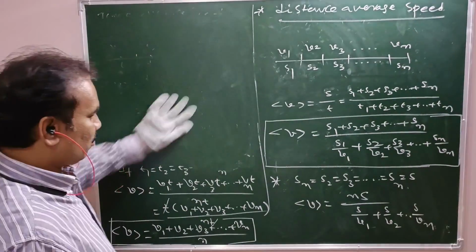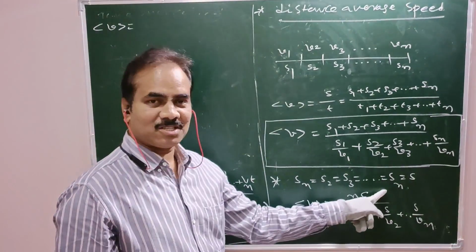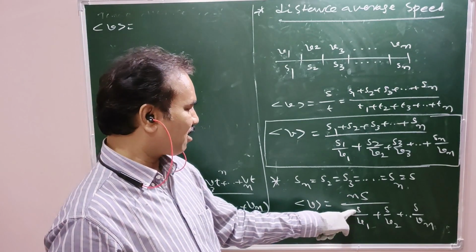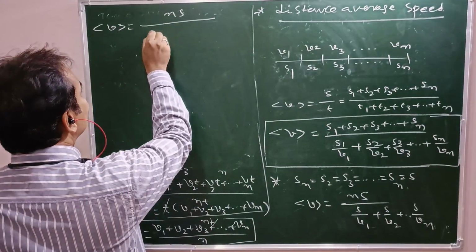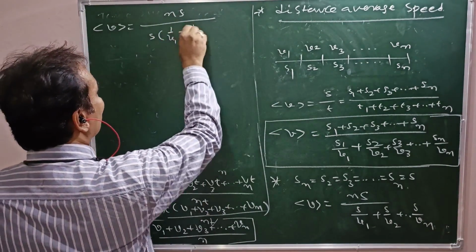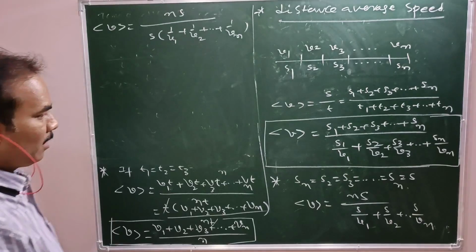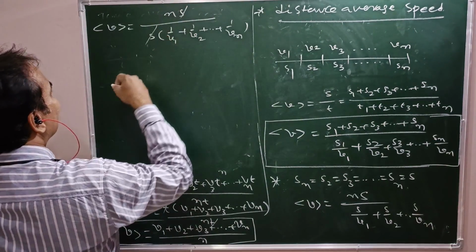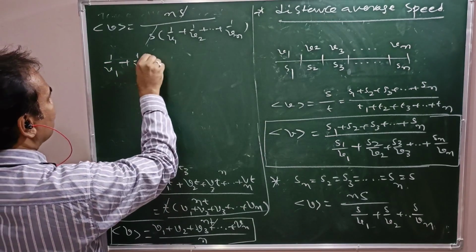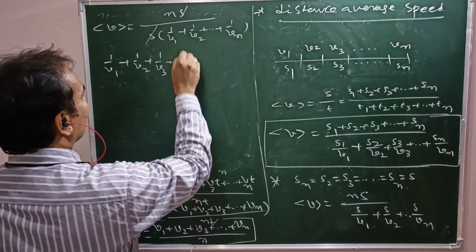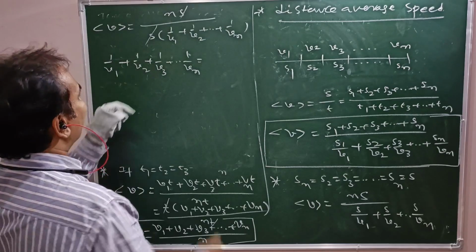Now see, in case of successive equal distances, average speed equals N times S divided by, S is kept common here, 1 by V1 plus 1 by V2 plus up to 1 by Vn. So S gets cancelled here. We are left with 1 by V1 plus 1 by V2 plus 1 by V3 plus up to 1 by Vn equal to n by average speed.